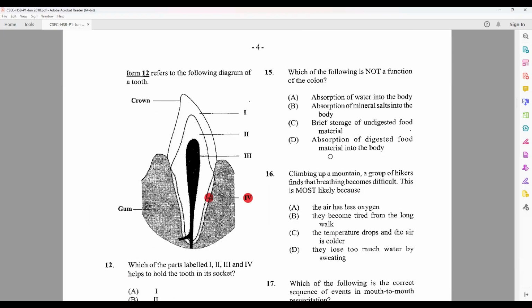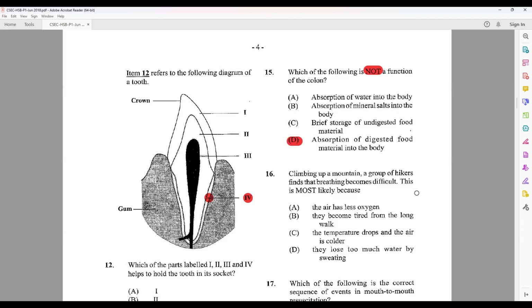Which of the following is not, capital letters, a function of the colon? Absorption of water in the body. Yes, the colon does absorb water. Absorption of mineral salts into the body. Yeah, the colon does that too. Brief storage of undigested material. Yes, it is a brief storage, and the rectum does some other storage as well. Absorption of digested food material into the body. No, that's the small intestine. The colon is the large intestine. So not the function. D is the answer.